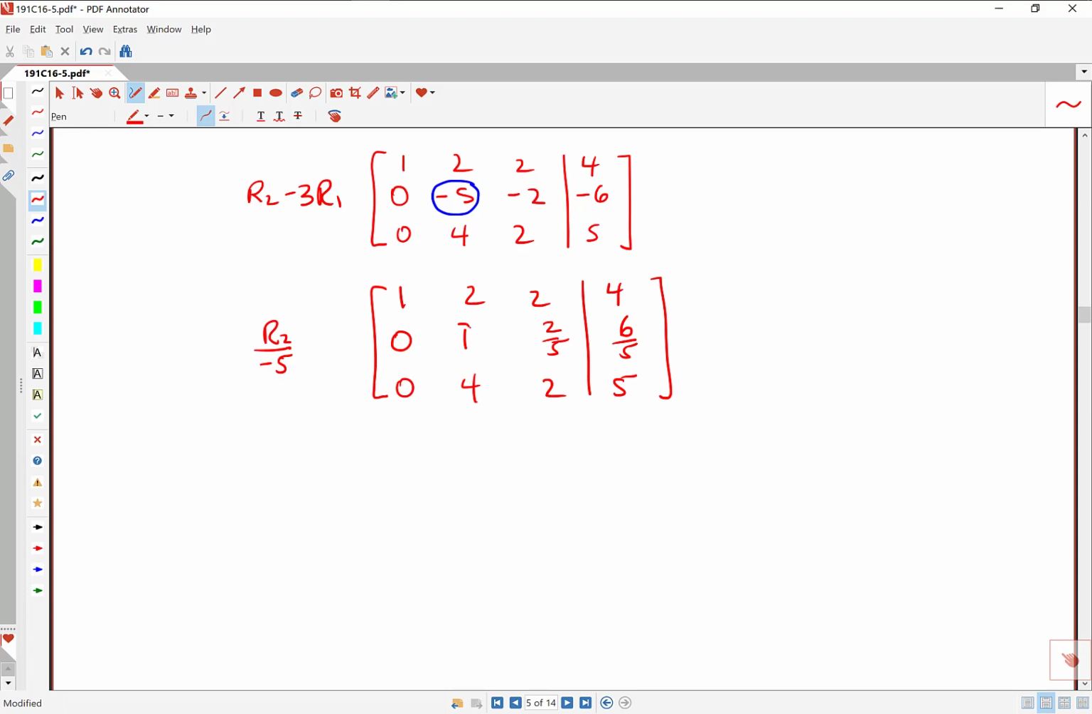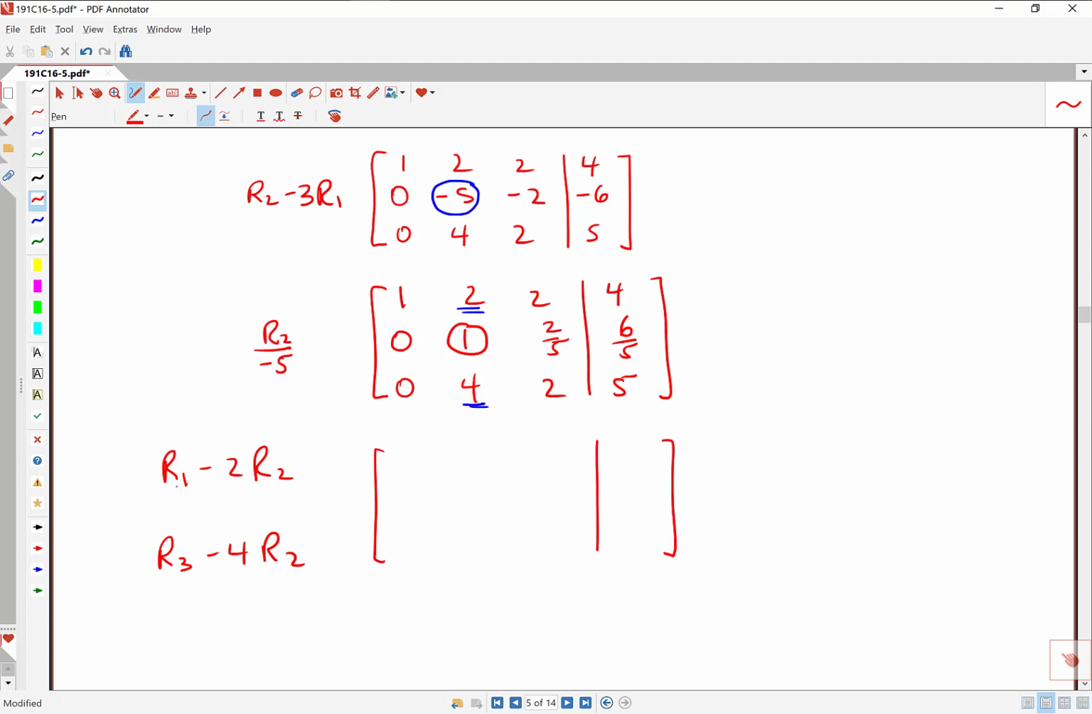Okay, now that we've got our pivot here, we're going to get zeros in the rest of that column. So we need to get rid of the 2 and the 4. Okay, so let's think about getting rid of the 2. We would go current row minus 2 times our pivot row. And to get rid of the 4, current row minus 4 times our pivot row. So let's try those operations.